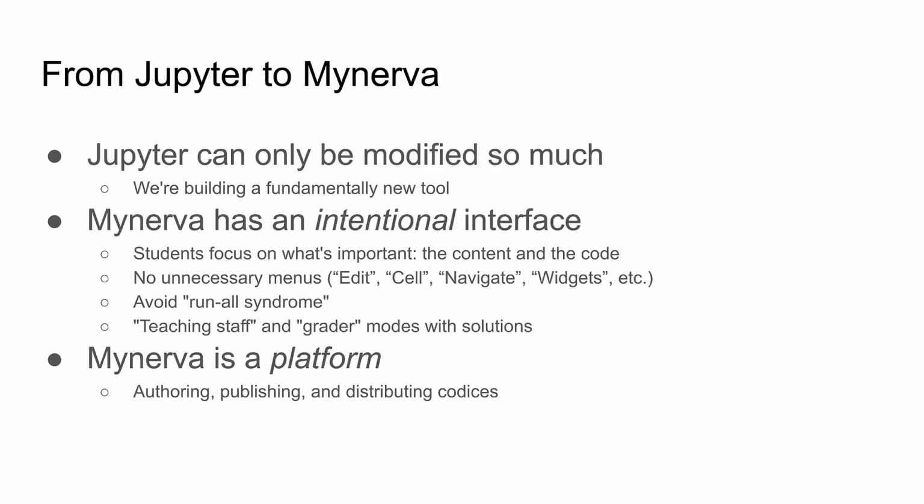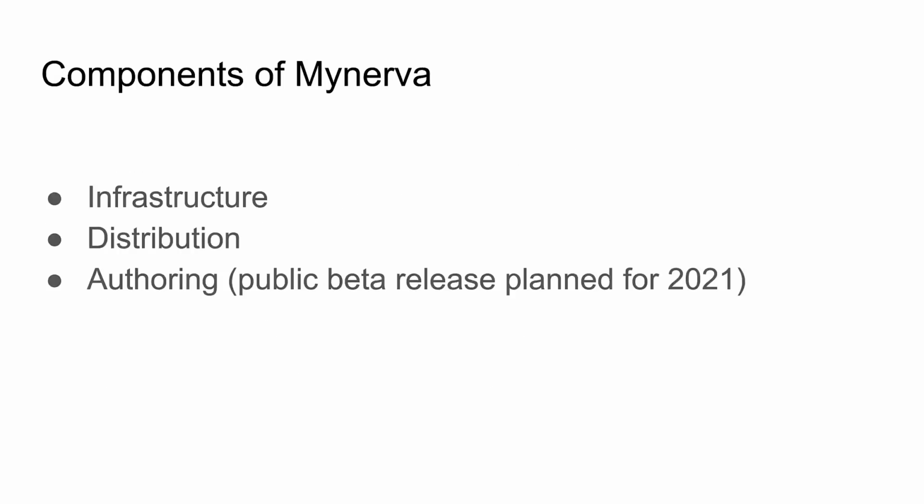And finally, Minerva is really just its own platform. Owning the whole stack, so to speak, really lets us do things that are just impossible with Jupyter and trying to glue together lots of disparate open source tools and projects. So Minerva is this full-on platform for authoring, publishing, and distributing codices.